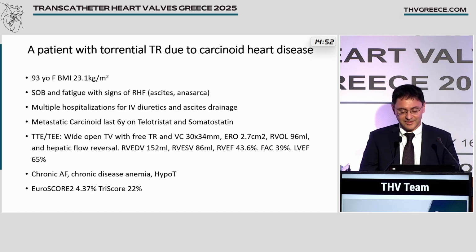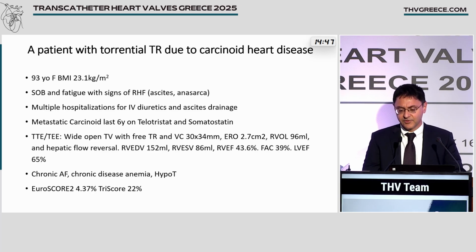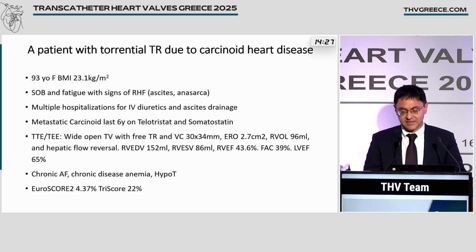Moving on with the third case, a patient with torrential TR due to carcinoid heart disease, a 93-year-old female, BMI of 33.1, short of breath and fatigued with signs of right heart failure, ascites, anasarca, multiple hospitalizations for IV diuretics, ascites drainage, and, as we said, metastatic carcinoid in the last 6 years on telotristat and somatostatin.